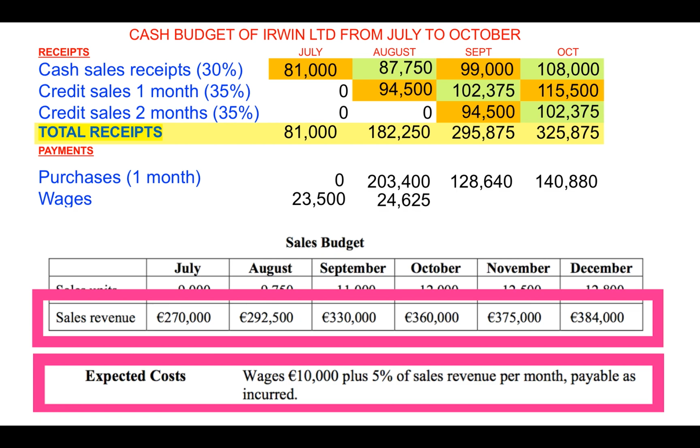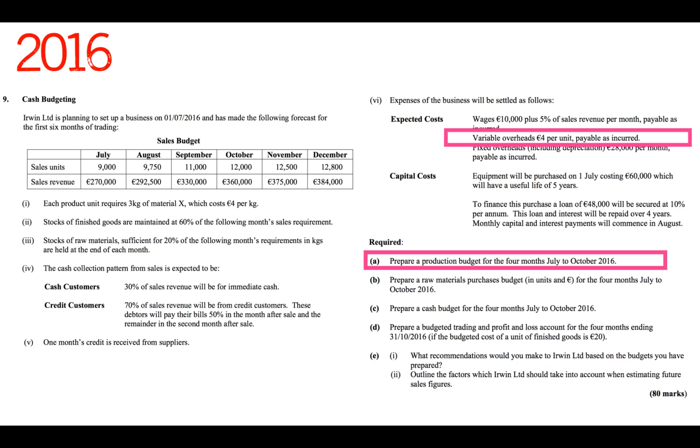24,625 euro. For September, if you put 330,000 euro multiplied by 5% into your calculator and then add 10,000 euro, you're going to get 26,500 euro. And October, you put in 360,000 euro multiplied by 5% and then add 10,000 euro, you're going to get 28,000 euro into your wages in October. So that's the wages. Then it says variable overheads, €4 per unit payable as incurred.